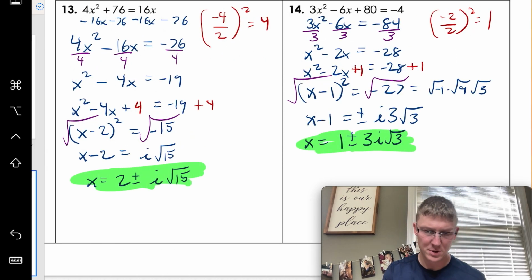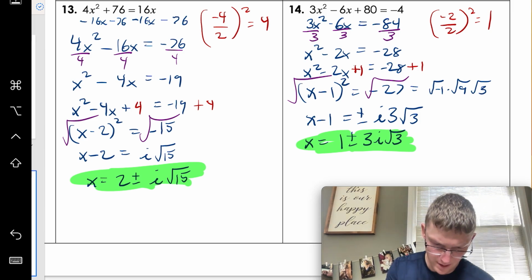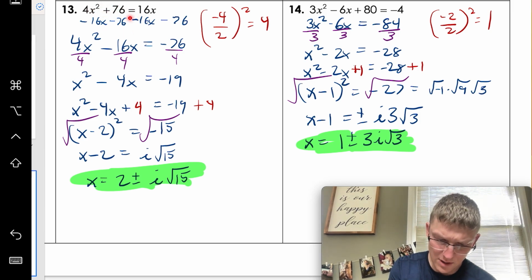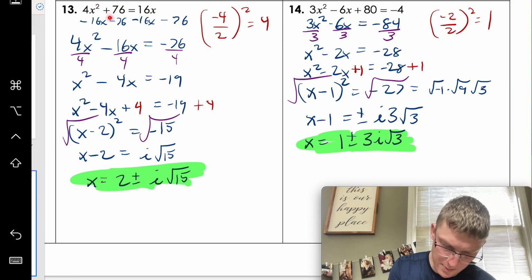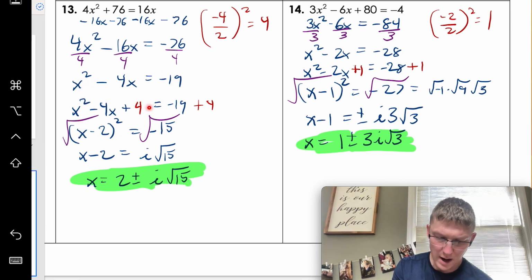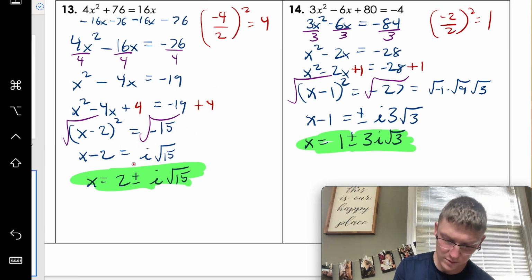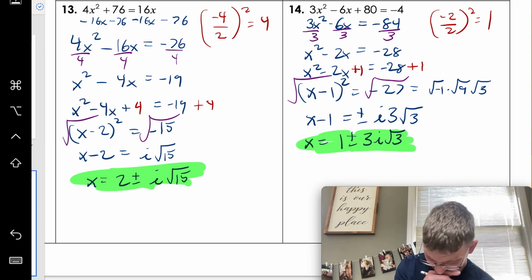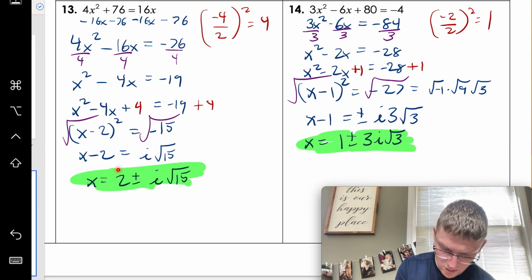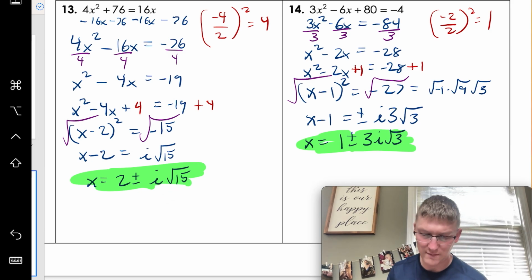How'd you do? So this first one had just a little bit of algebra that we had to do. Move the 76 over, the 16x back over here. That way we got to here. And then we had to divide everything by 4. But it all ended pretty okay. And then from there, it was just kind of a normal problem. I added 4 to both sides. Square root of negative 15 is nothing, so we just had i square root of 15. So my final answer is 2 plus or minus i square root of 15.